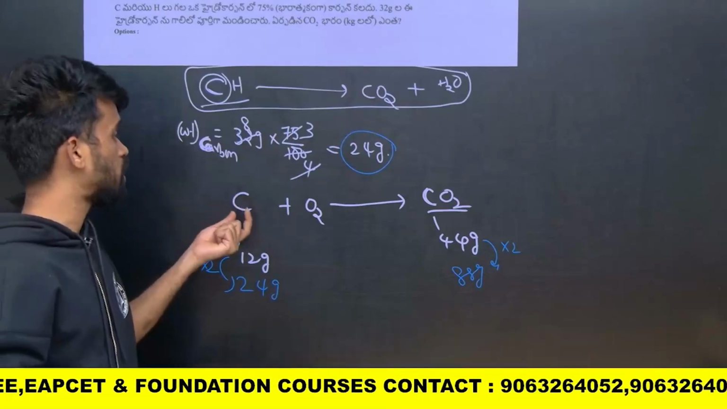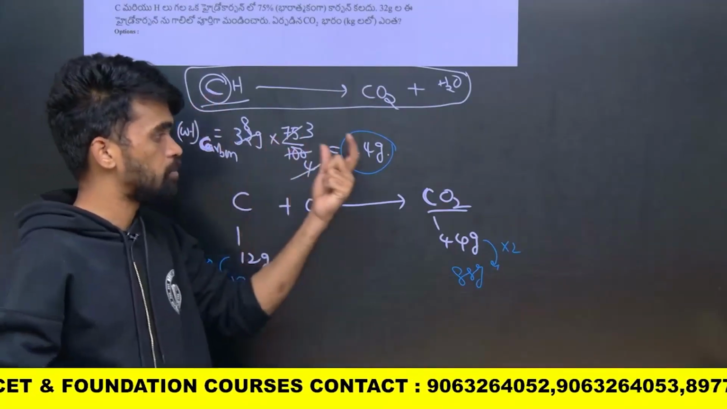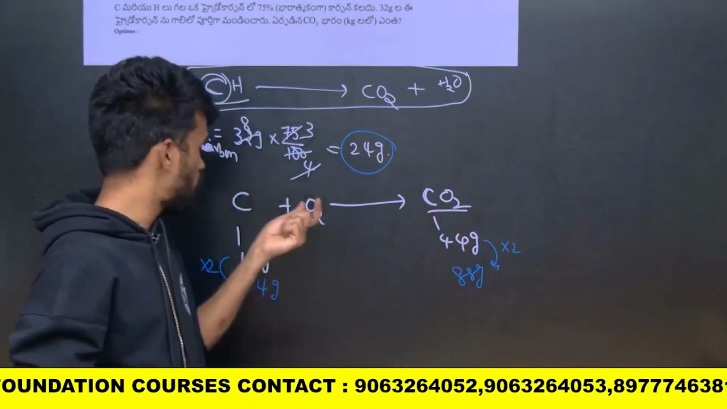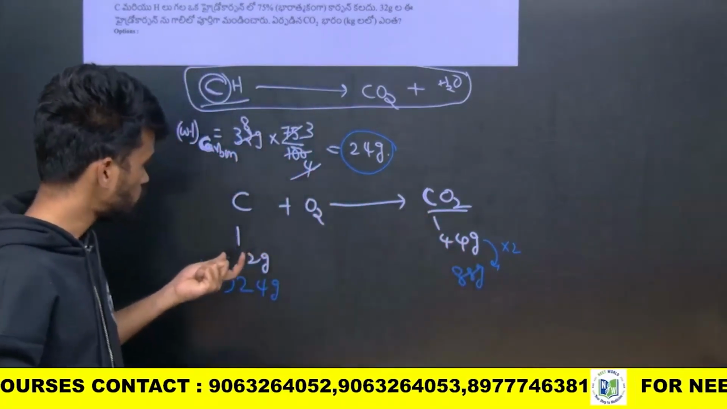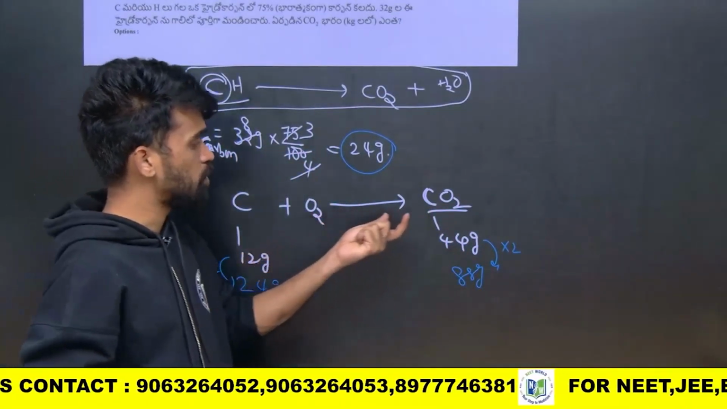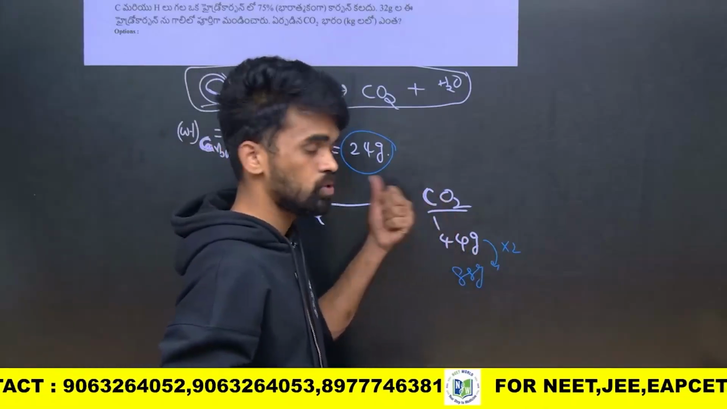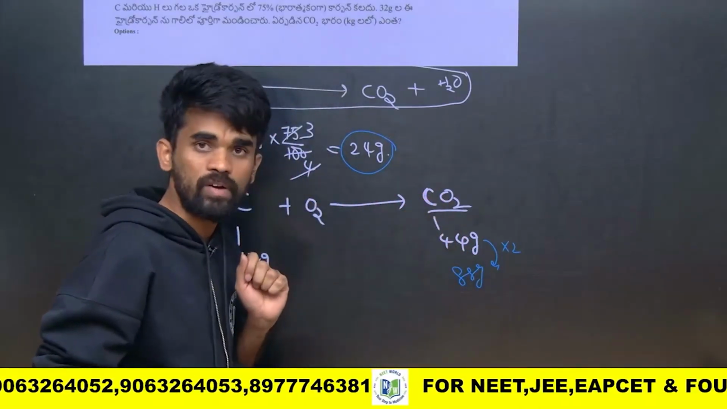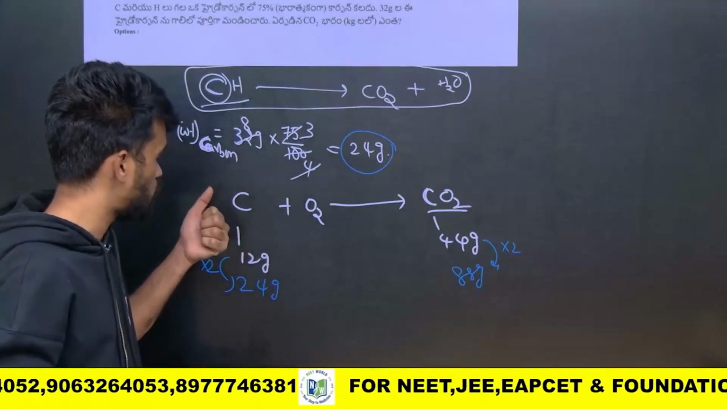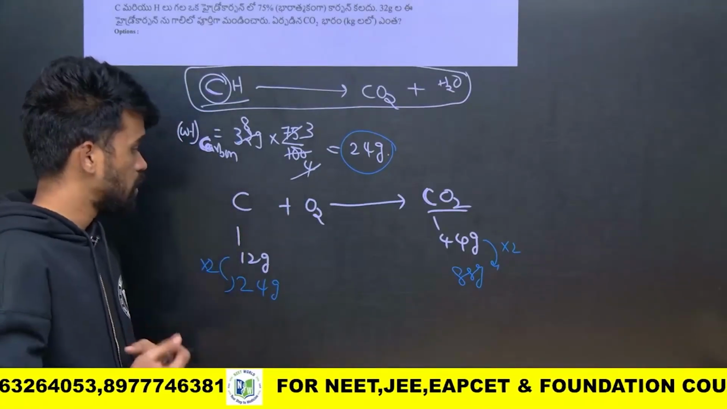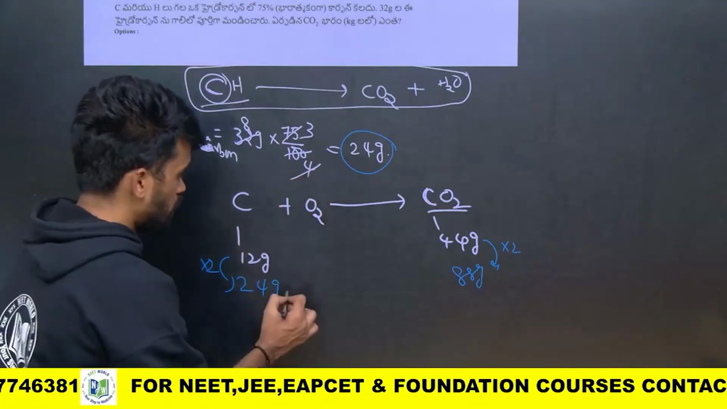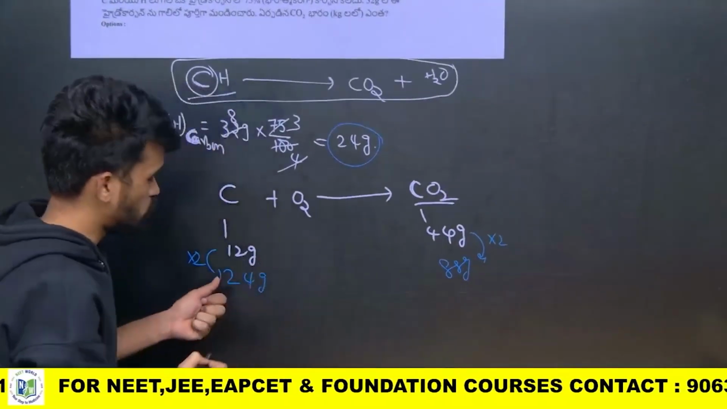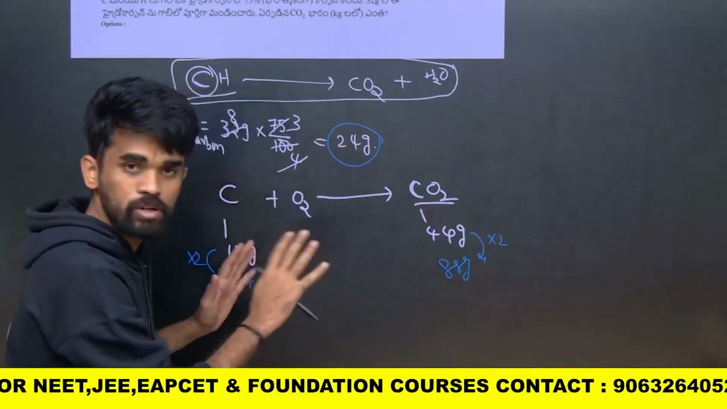Now whatever carbon is present in the hydrocarbon will be completely converted into CO2. If we have 1 mole carbon, we have 1 mole carbon dioxide. If we have 12 grams carbon, that will be converted into 44 grams of CO2, because the molar mass of CO2 is 44 and the molar mass of carbon is 12 grams. Now in the given question we have 24 grams, so 12 grams gives 44, 24 grams gives 88, just multiplied by 2, that's it.